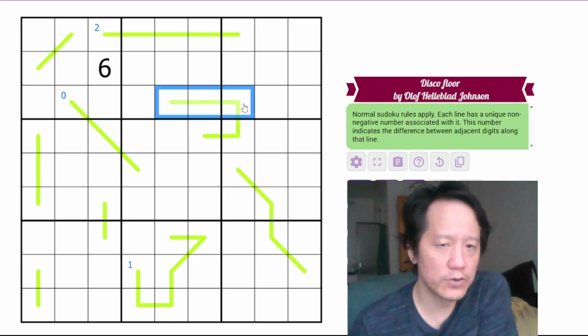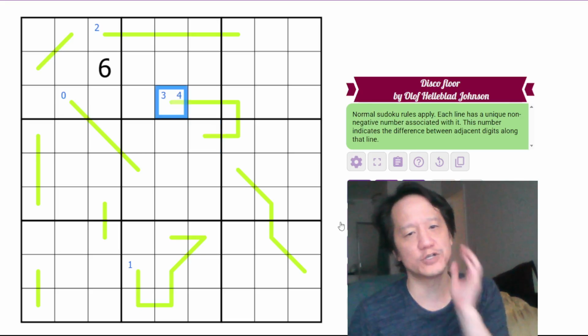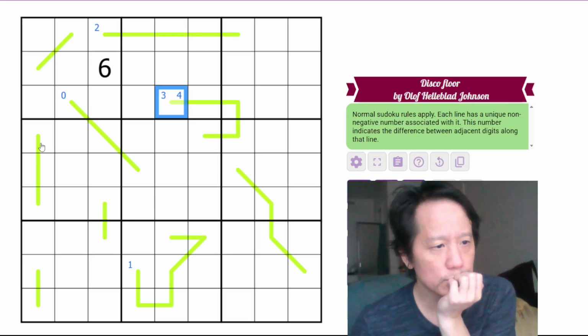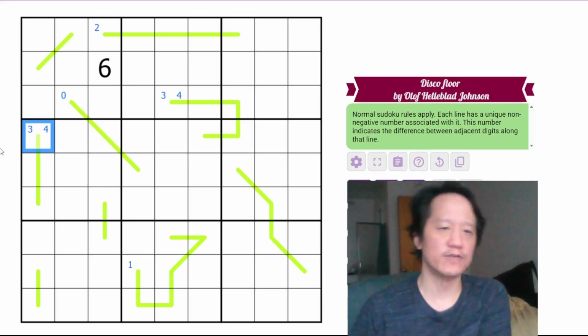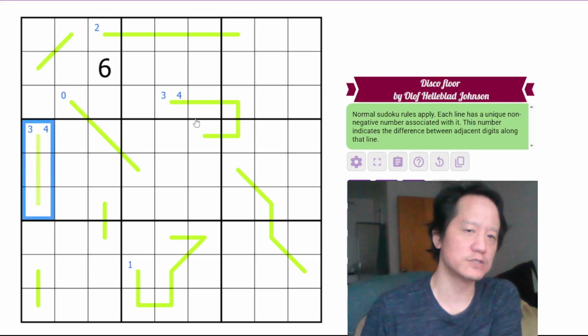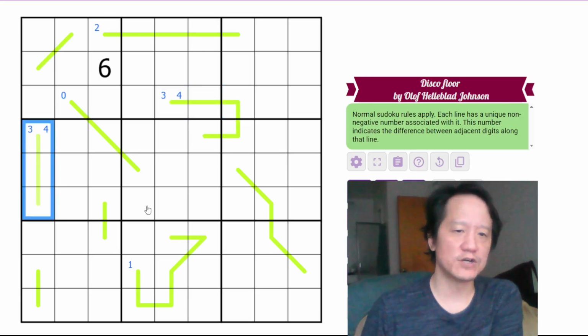3 could be here. Can this be 4? 1, 5, 9, 5, 1. Yes, this could be 4. So this is 3 or 4. We're not sure which. This has to be 3 or 4 also. Can't be 5, right? Because you have 3 unique digits. This is also 3 unique digits. So the rest are 5, 6, 7, and 8.